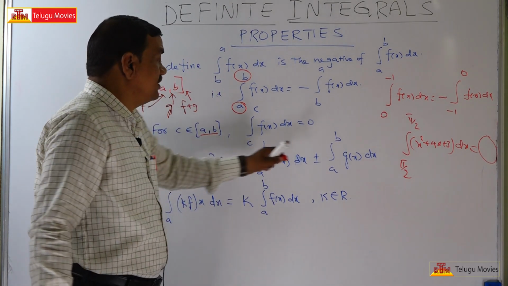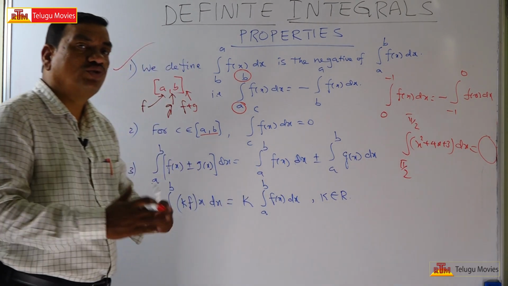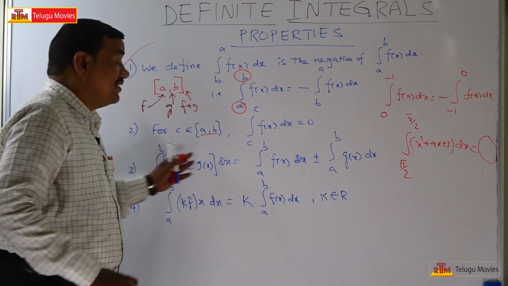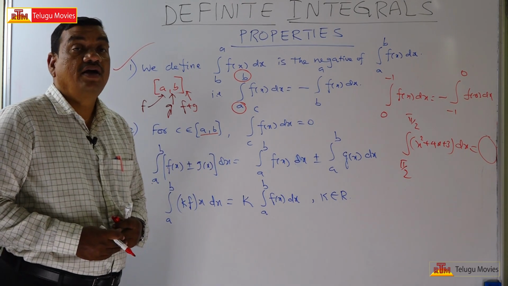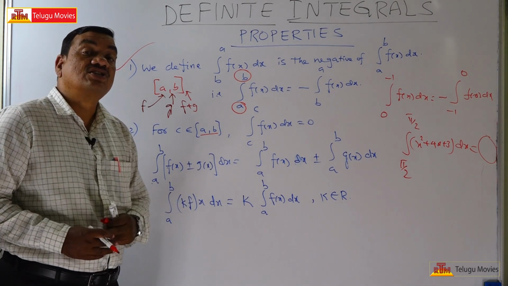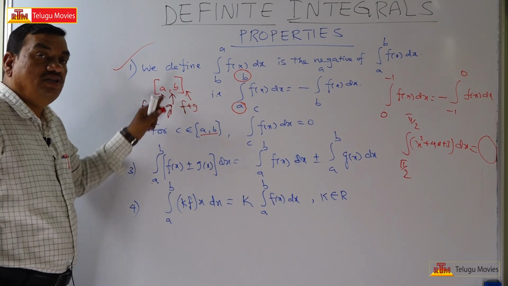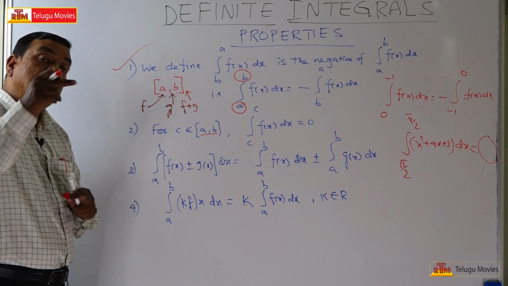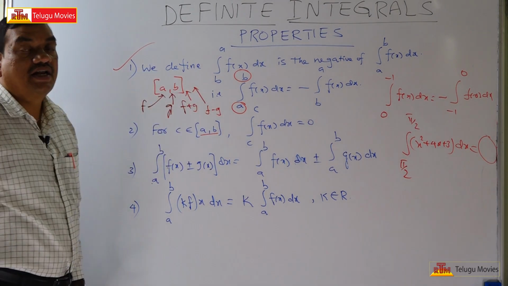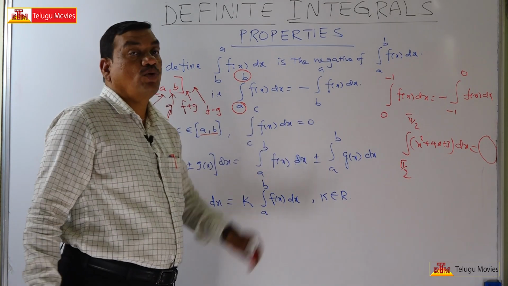If it is plus here, write plus. If it is minus, here also minus. That means you can separate, just like we separated limits, derivatives and indefinite integration, definite integration can also be separated. The condition is f is integrable, g should be integrable, and f plus g and f minus g also should be integrable in the interval a comma b. Then only this property applies.